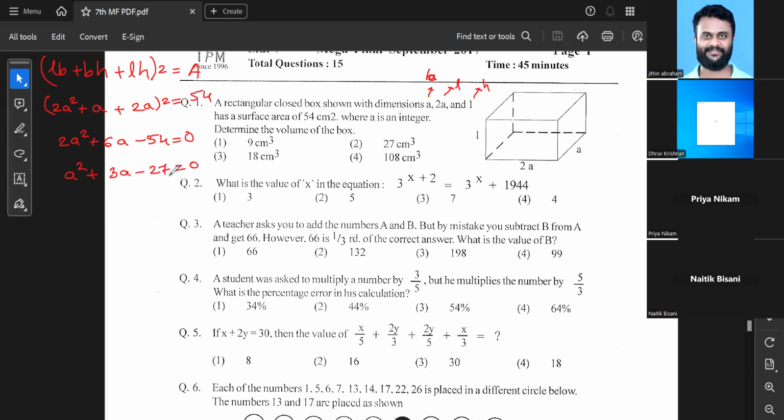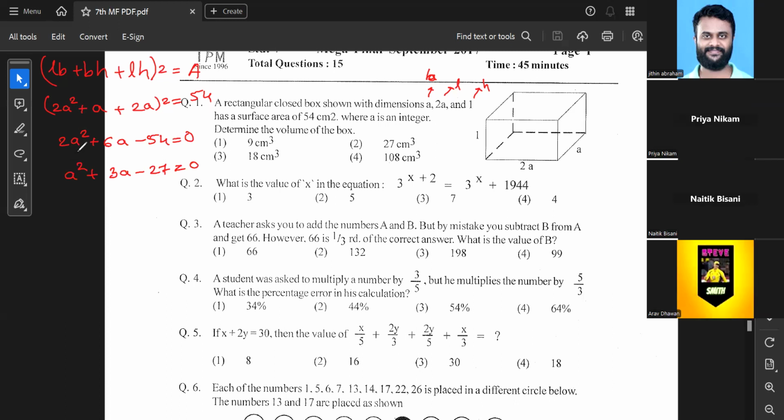In the second step, why did it become 2A square? Because the length is 2A and breadth is A, 2A multiplied by A is 2A square. No, sir, in the third term. So 2A square into 2 will be 4A square, right? Exactly. My dear child, this is 2A multiplied by, oh, my bad. Yeah, correct.